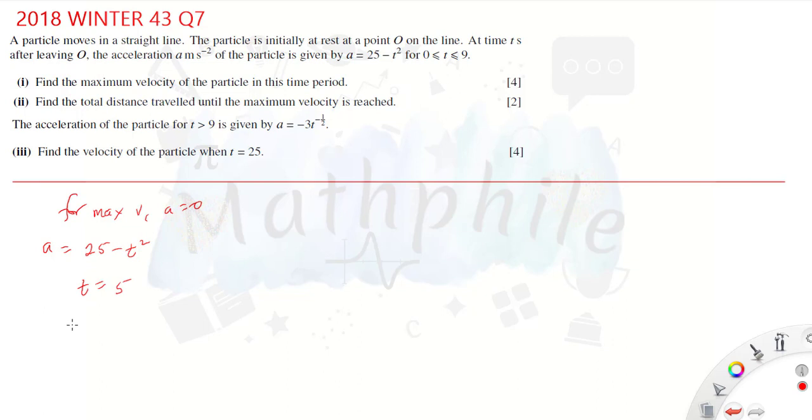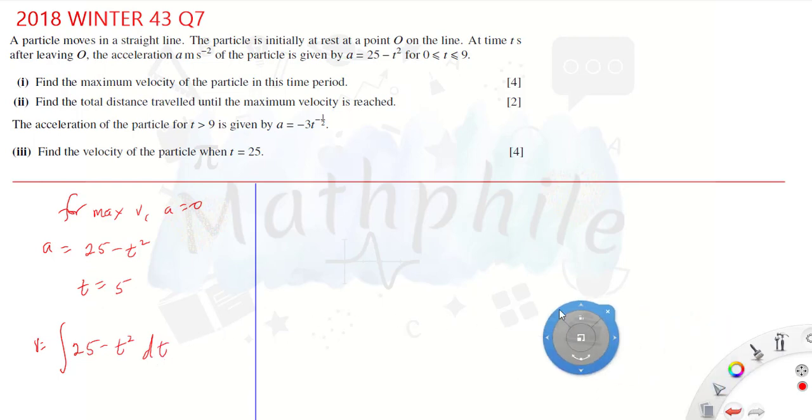So we've got an acceleration function, and we want to get a velocity function out of it. What do you think we need to do to get a velocity function out of an acceleration function? You have to integrate it. Okay, so you differentiate the displacement function, you get the velocity function. You differentiate the velocity function, you get the acceleration function, and the reverse. Because we've got the acceleration function, we need to integrate it to get the velocity function. So v is equal to the integral of 25 minus t squared dt. Do the integration for me.